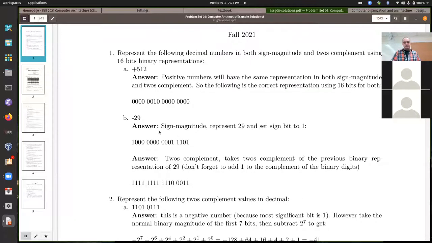This might seem nitpicky to some students, but for the first one, some people weren't giving me what we explicitly asked for: sign magnitude and 2's complement for both of these, okay? It's not so much that people didn't see that or didn't understand. I think that this is a little bit more significant.